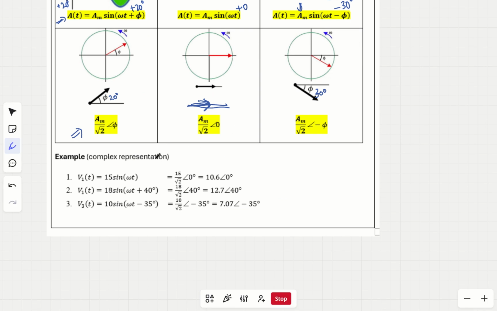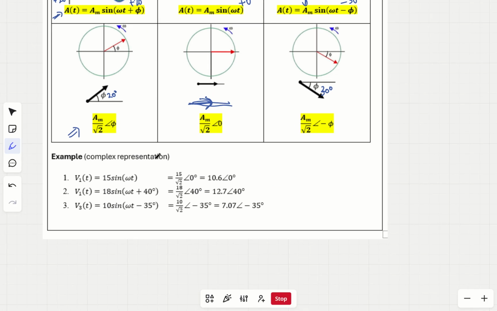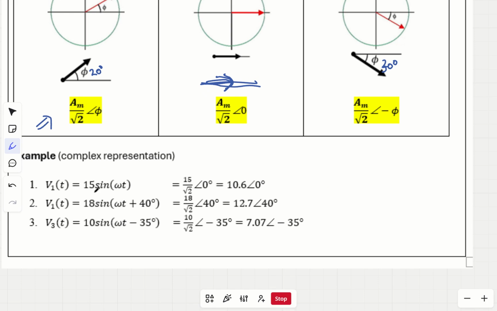It will make it much clearer. We see here, this is a sine wave. The maximum value is 15 and the phase is 0. So if you want to represent this in a complex format, it's very simple. You take the 15, divide by square root 2, then you put this symbol, write 0. That's all. 15 divided by square root 2, if you calculate, it's about 10.6.